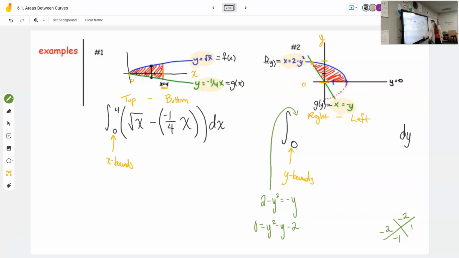Wait, where did you get the 2 minus y squared? Oh, because I subtracted the 2 and added the y squared. Because you set them equal to each other. Yeah, set that guy equal to that guy, and I moved it all. I don't like negative squares. Wait, what was the method you did for the x thing?